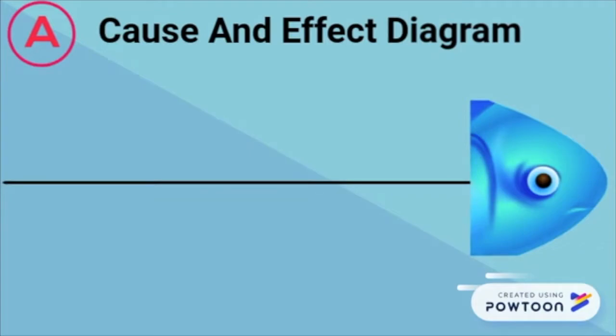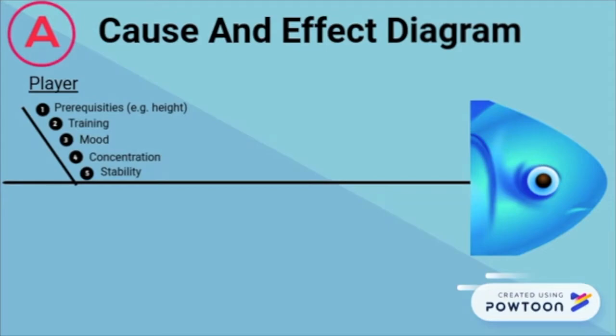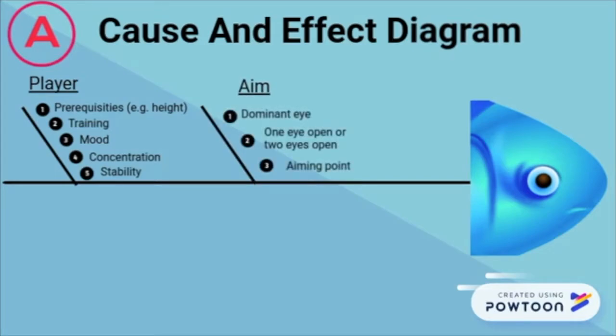Analyze phase, cause and effect, famous fishbone diagram. Well, first, for the player, we need prerequisites such as height, training, mood, concentration, and stability. For the aim, there's the dominant eye, 1 eye open versus 2 eyes open, and the aiming point.